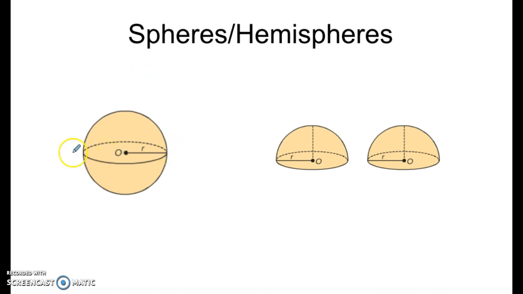Right through, going from the center to the outside, we have the radius. And if we cut this sphere in half, we get two hemispheres. Okay? And we don't have a net here really because a net is just going to be the circle.